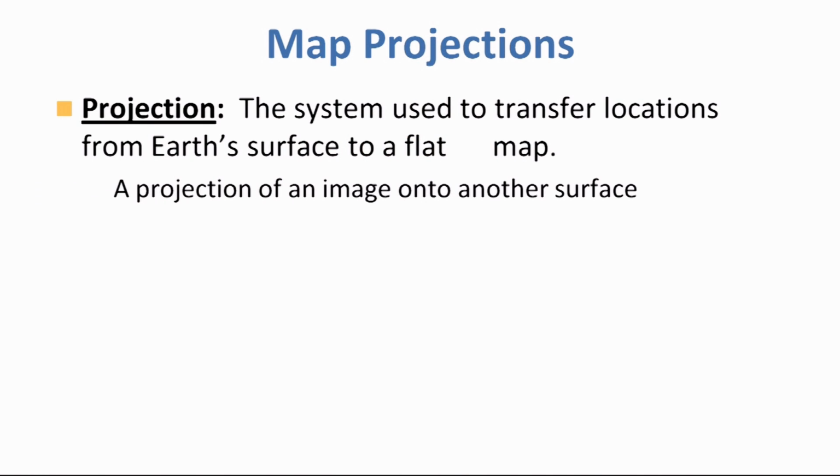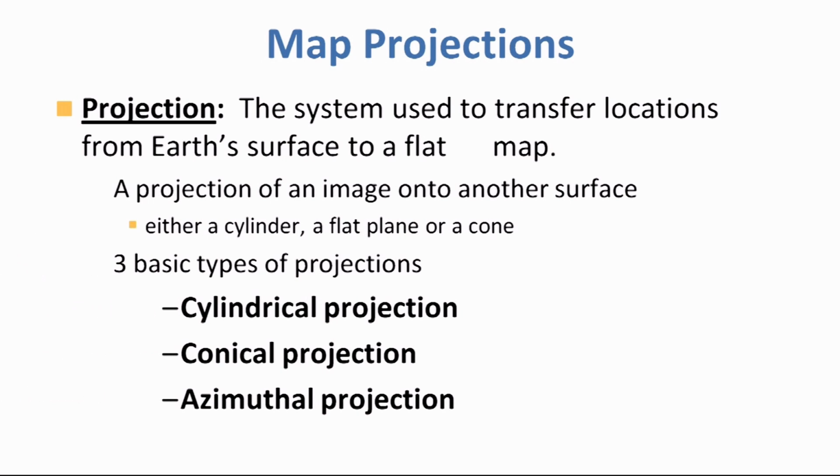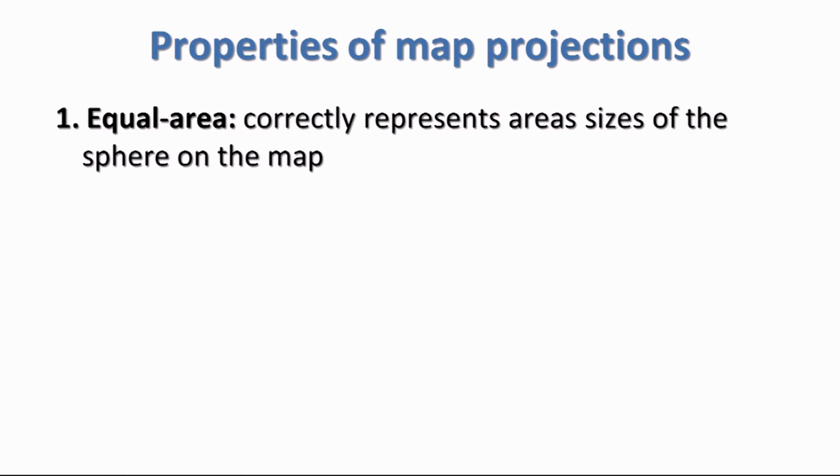So, a projection is a representation of the earth from 3D into 2D, and a projection of an image onto another surface, either a cylinder, flat plane or cone. These are the basic types which we have already discussed. And now what we want to keep.